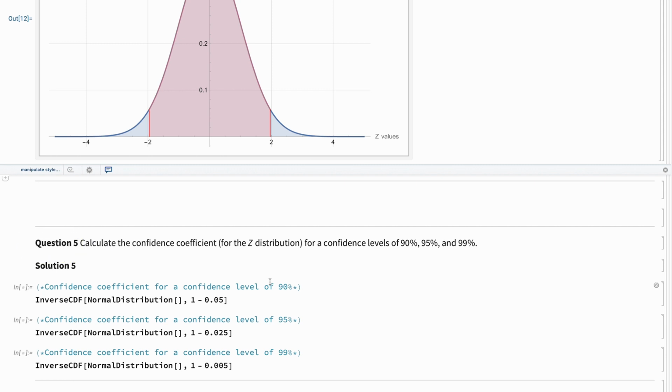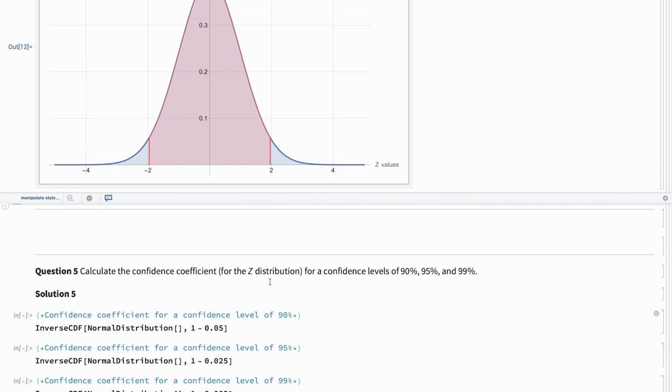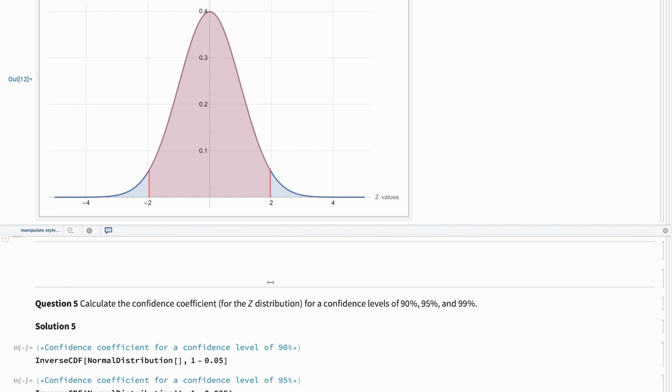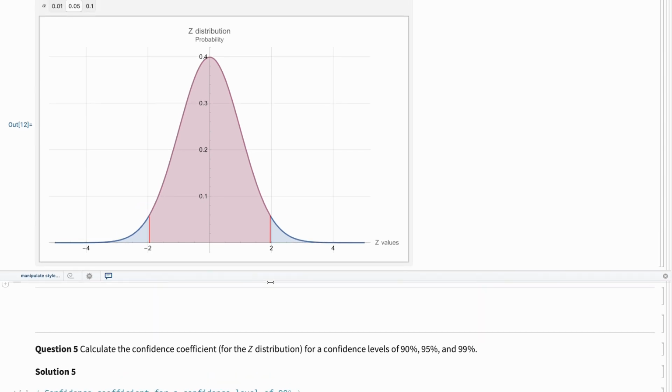Calculate the confidence coefficient for the Z distribution for a confidence level of 90%, 95%, and 99%. So let's go back to this figure that we've just seen. A confidence level just means I want to capture an interval where I would find the most probable values, the 90% most probable values, the 95% most probable values, and the 99% most probable values. And this is what we have.